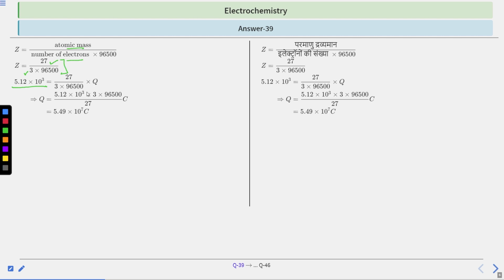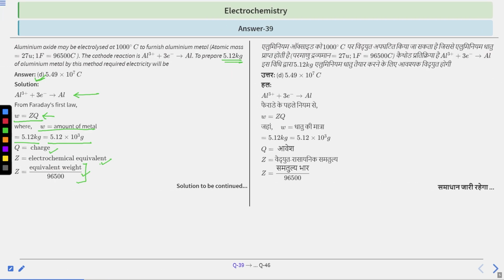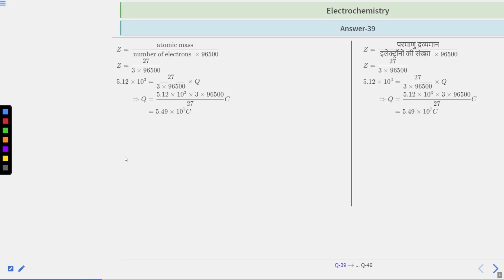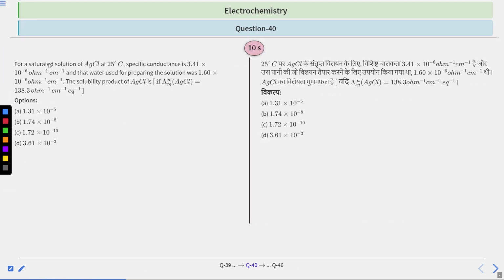And Q is the electricity which we need to calculate, right? Which is what we have been asked in the question. So Q will become equal to 5.12 times 10 to the power 3 times 3 times 96500 divided by 27 coulomb. On solving this fraction, we have Q equal to 5.49 times 10 to the power 7 coulomb. So this is our final answer, and thus option D is the correct answer. Okay, now let's move to the next question, question number 40.